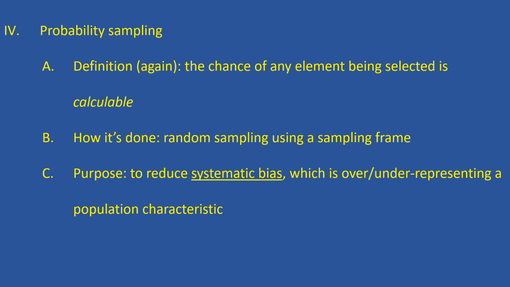Okay, how it's done, it's random. That's really crucial. Again, I'm just going to repeat it. It's random, which means you're reducing bias or you're eliminating bias. You're never really sure. There's always sampling error, but you're reducing bias. Bias is overrepresenting a population characteristic or underrepresenting a population characteristic, because you want the sample to look like the population.